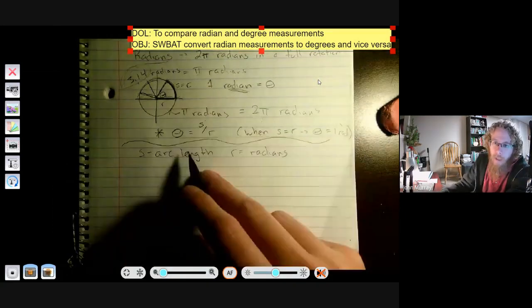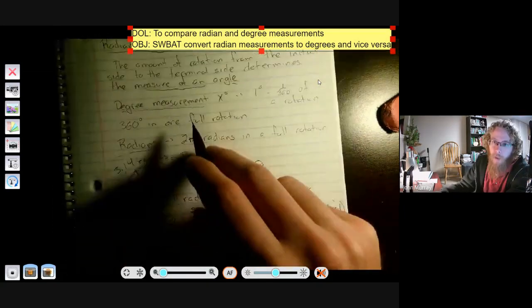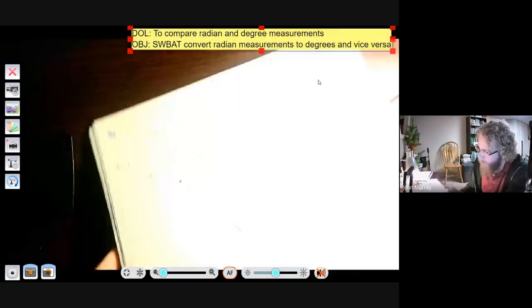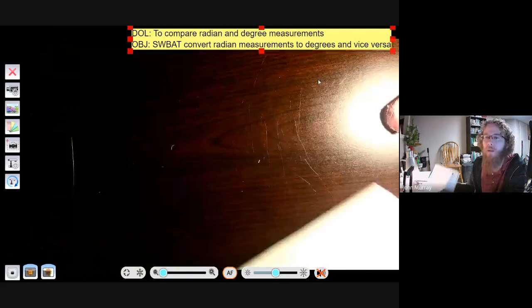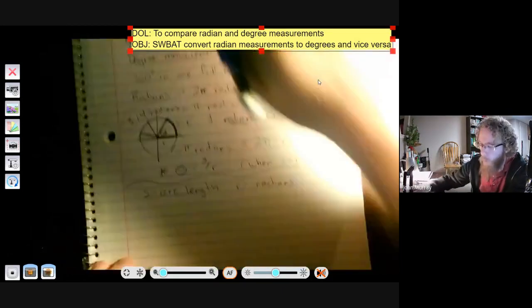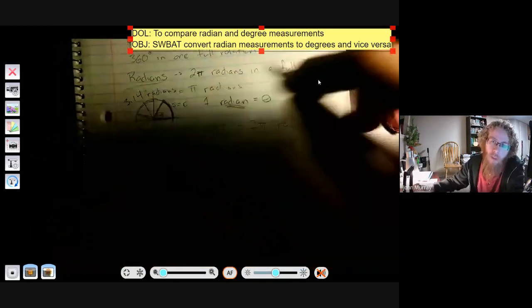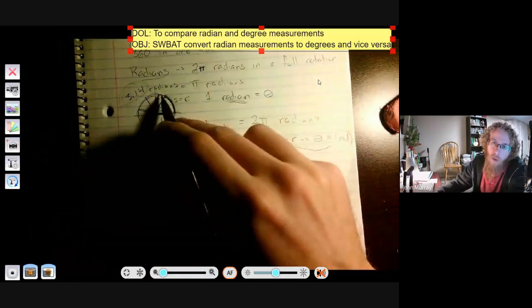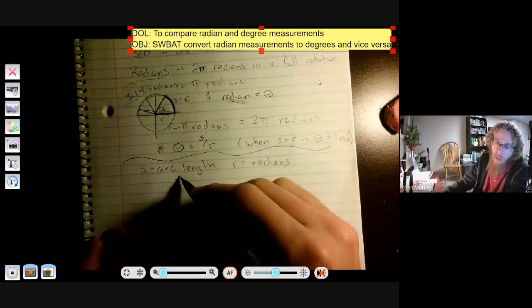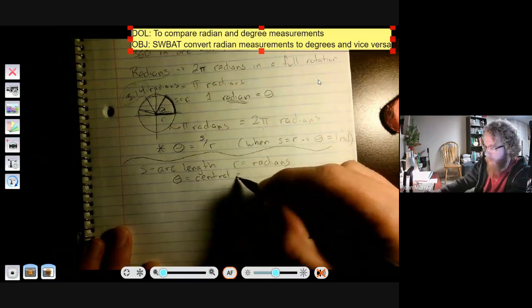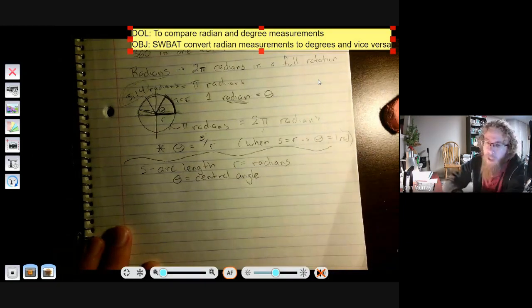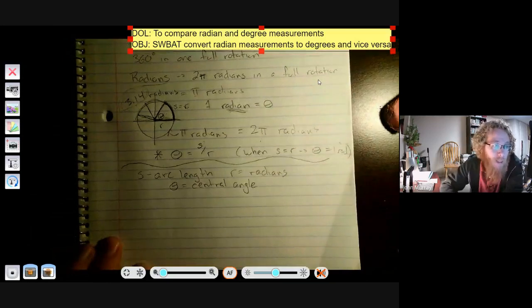Now, theta here, again, we use our theta to talk about our angle. When we're talking about a circle like this, the unit circle, and we have this, there's a special name for that. It is the central angle because it's at the center of the circle.